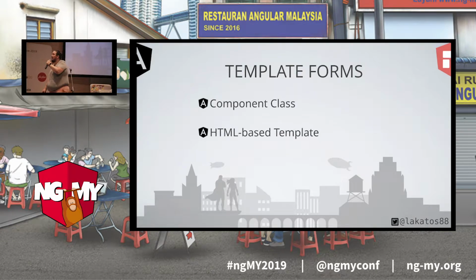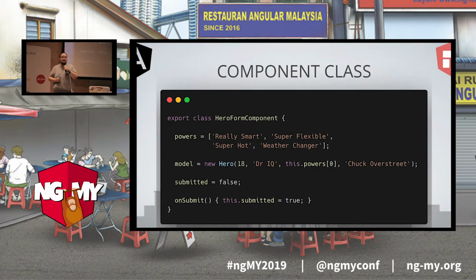They have two parts: a component class and an HTML-based template. They're tightly coupled together, so there's not a lot of reusability in between. The component class looks a bit like this, where you have to define everything you're going to use in the form, in the model. I'm going to do the classic example of a hero, where you have powers. There's a model where you can create a new hero. There's a submitted flag, and then there's an onSubmit handler that says, okay, this form was submitted.